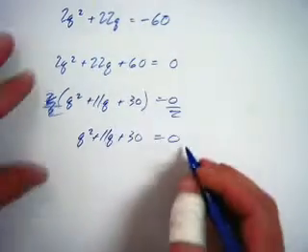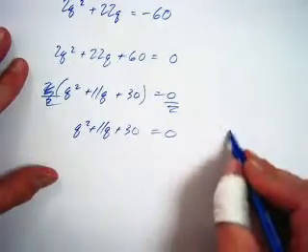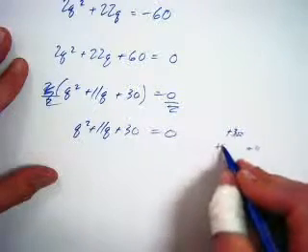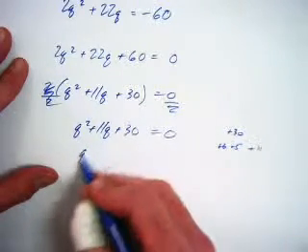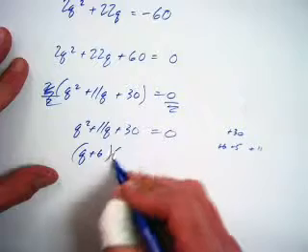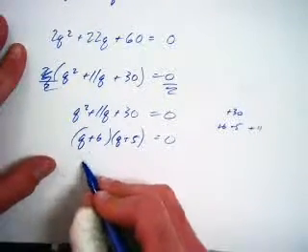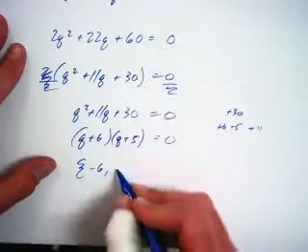I'll just factor that using the CAT certified method. They have to multiply to positive 30 and add to positive 11. It looks like positive 6 and positive 5. So I get q plus 6, q plus 5 equals 0. So q equals negative 6 and negative 5.